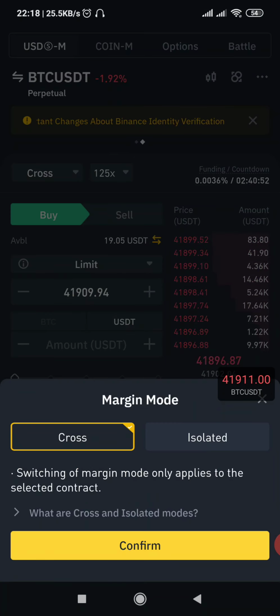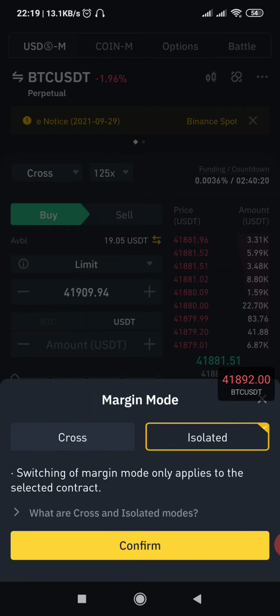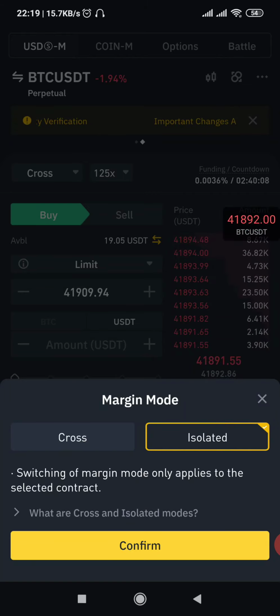Now this cross, what cross means is that, for example, you enter a trade with $2 now and you put it on cross. When you begin to lose more than $2, in as far as you have more than $2 in your futures wallet, your trade will keep running. Do you get that? Your trade will keep running, so you can tap from your balance to keep your trade running. But if you use this isolated, once the money you use to enter gets to zero, then it liquidates your position and you're out of the trade. Hope that is clear. So we're using cross.